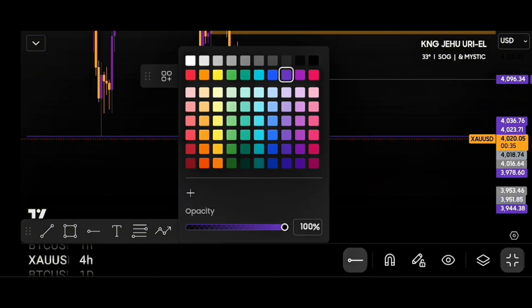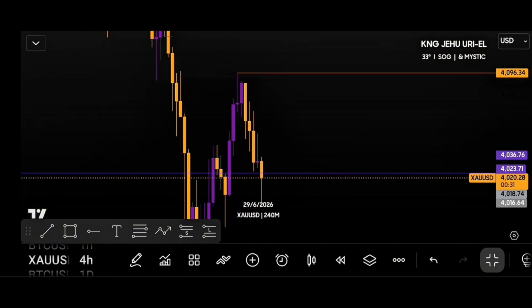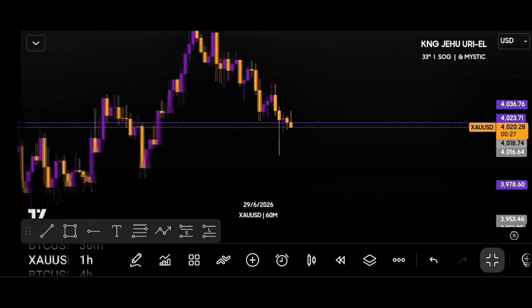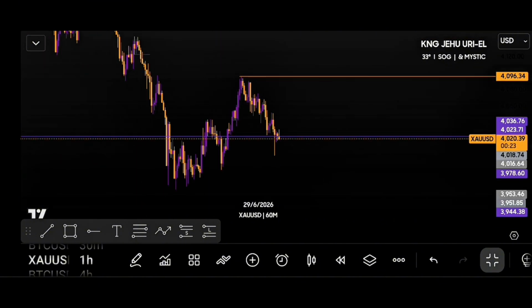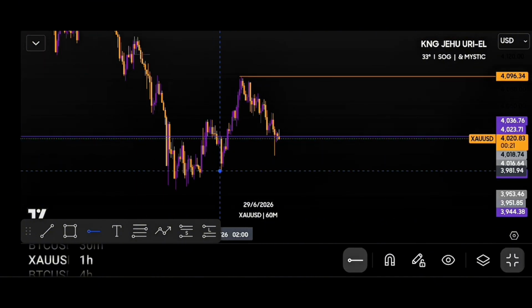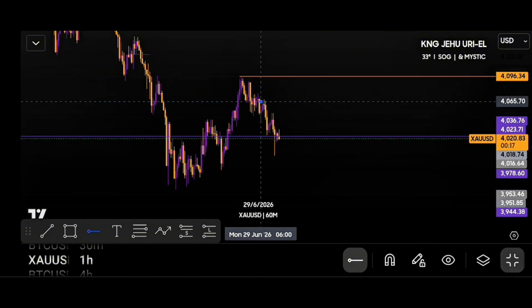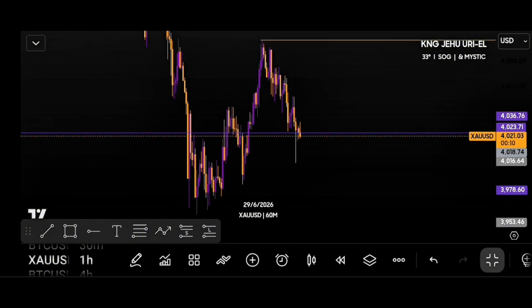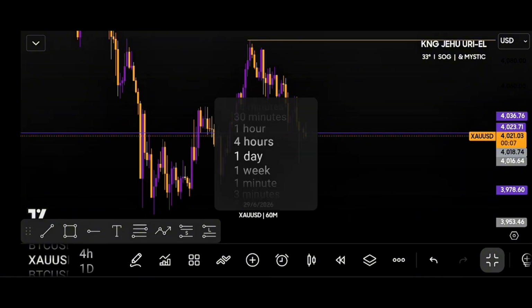Let me change the color. Now if we go down to a lower time frame, today was actually a sell day. I was looking for a sell because obviously, after price goes up, it has to come down before it goes again. I found the sell somewhere here, but unfortunately I was stopped out before the sell happened. And that's the recap of it.